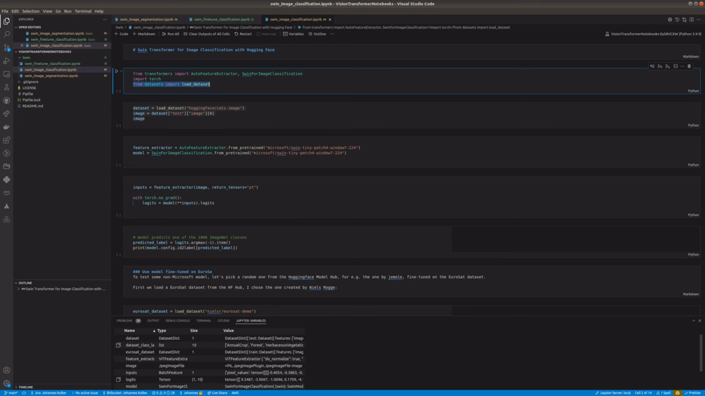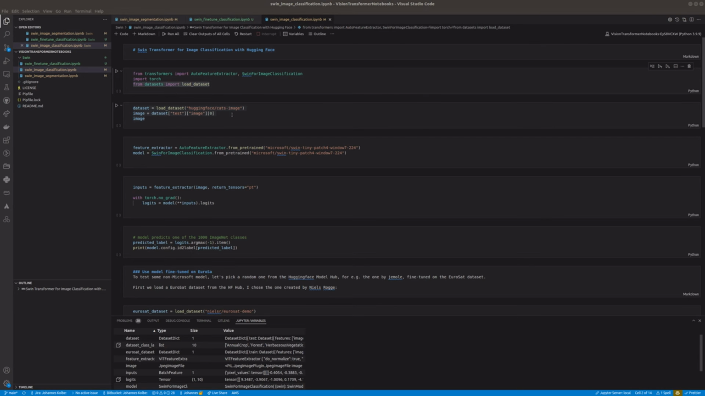Oh, I shared the wrong one. Wait, can I change that? Okay, I quickly stop sharing, then share again. Wait a second. Yes, now? Okay, great. So it's Visual Studio Code, right?